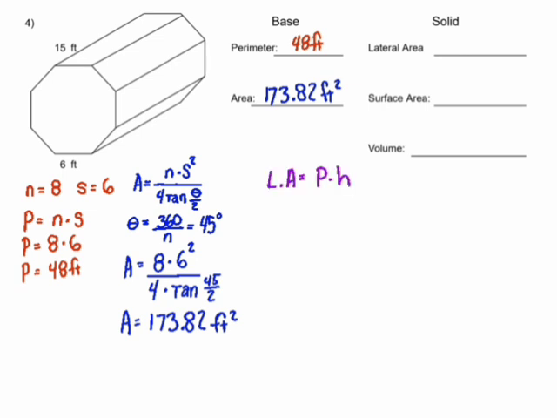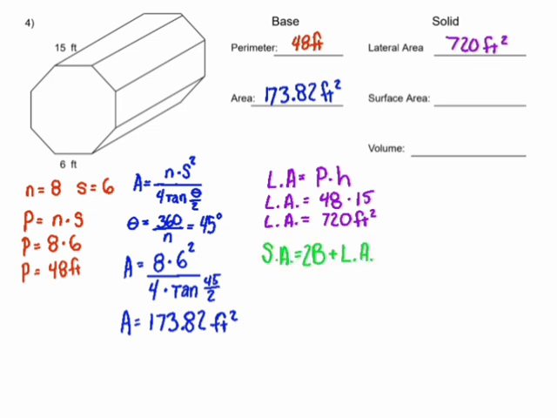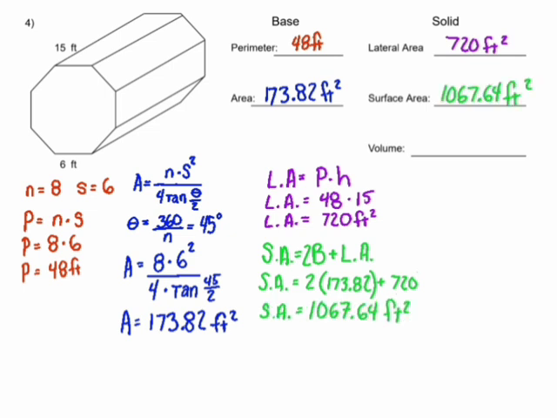Next, we're going to look for the lateral area, which is the perimeter times the height. The perimeter is 48, the height is 15. Plug in the calculator and we get 720 feet squared. To find the surface area, we're going to have to add together 2 times the base plus the lateral area. But we already found all those numbers. It'll be 2 times 173.82 plus 720, which the calculator tells us is 1,067.64 feet squared.